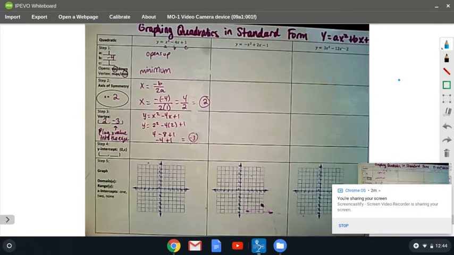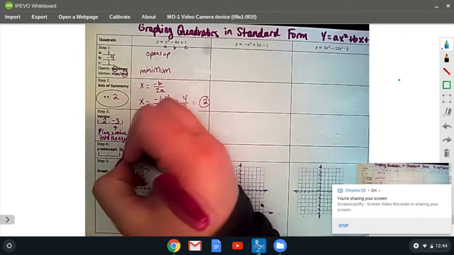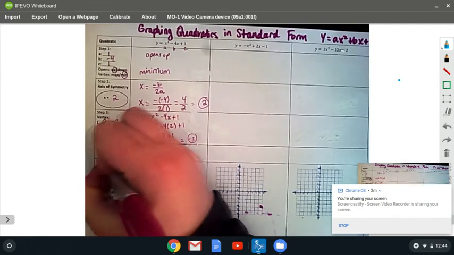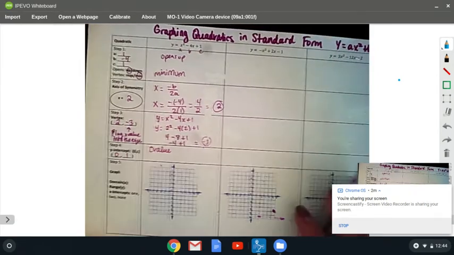The other thing we can find is our y-intercept, which is always our c value. Our c value is a 1, so my y-intercept is 0, 1.